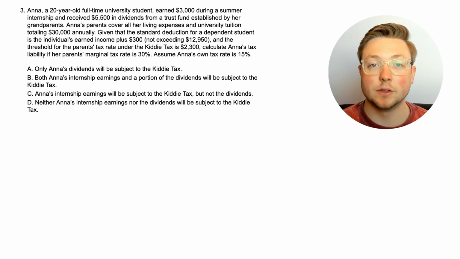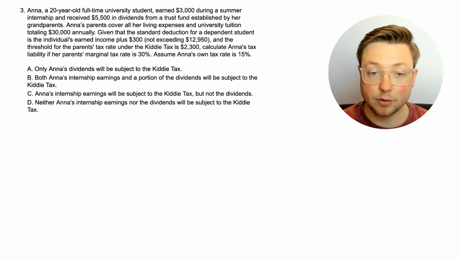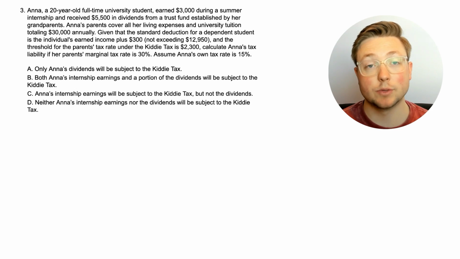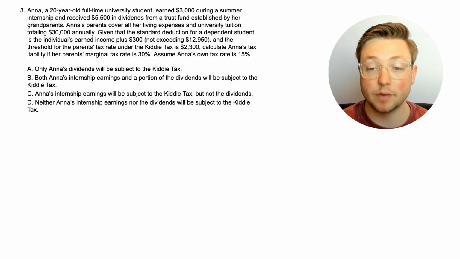All right, here is question 3. Anna, a 20-year-old full-time university student, earned $3,000 during a summer internship and received $5,500 in dividends from a trust fund established by her grandparents. Anna's parents covered all her living expenses and university tuition totaling $30,000 annually. I wish that I had that. Given that the standard deduction for a dependent student is the individual's earned income plus $300, not exceeding $12,950, and the threshold for the parent's tax rate under the Kiddie tax is $2,300, calculate Anna's tax liability if her parent's marginal tax rate is 30%. Assume Anna's own tax rate is 15%.